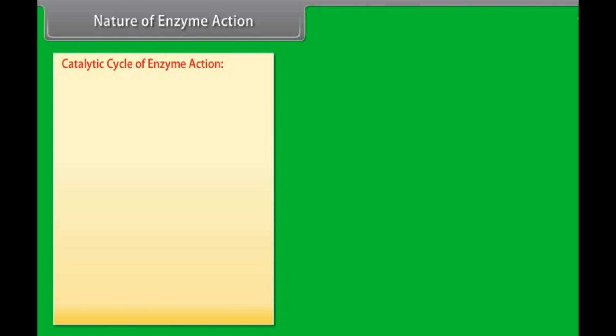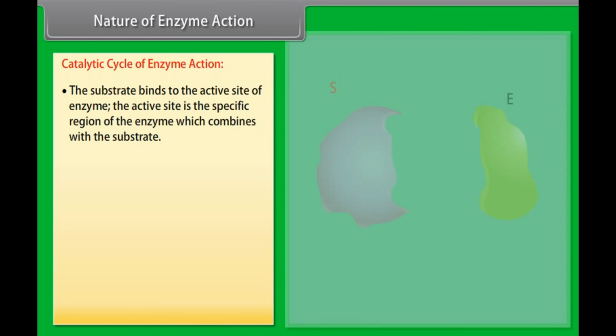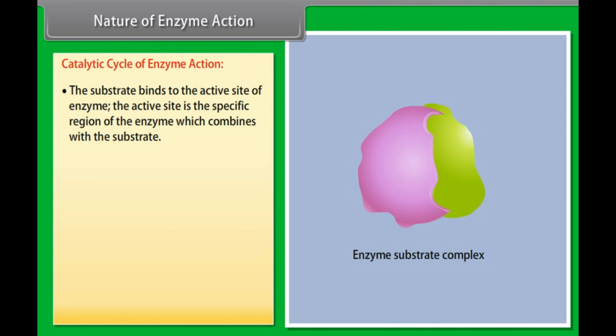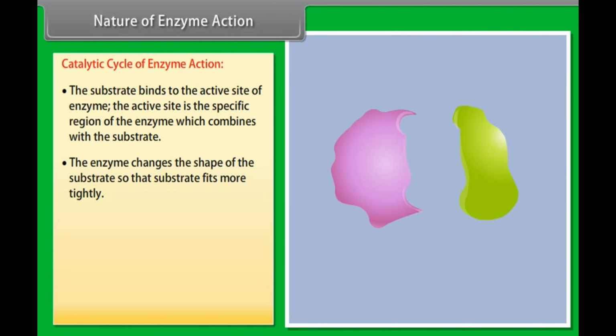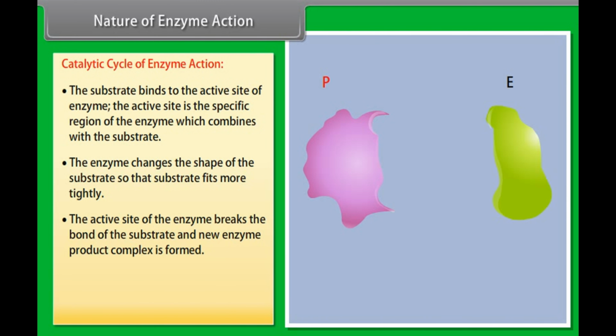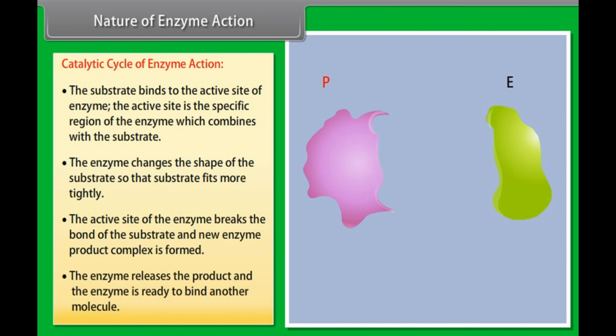Nature of enzyme action. Catalytic cycle of enzyme action. The substrate binds to the active site of the enzyme. The active site is the specific region of the enzyme which combines with the substrate. The enzyme changes the shape of the substrate so that the substrate fits more tightly. The active site of the enzyme breaks the bond of the substrate and a new enzyme product complex is formed. The enzyme releases the product and the enzyme is ready to bind another molecule.